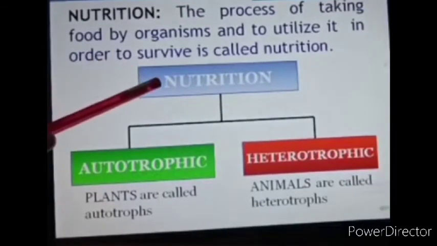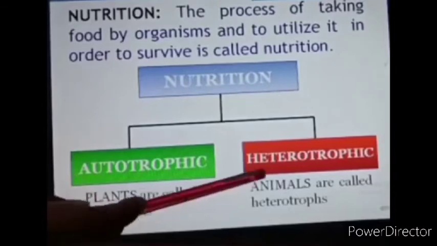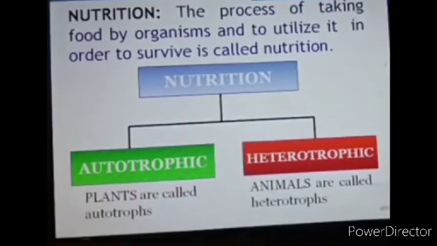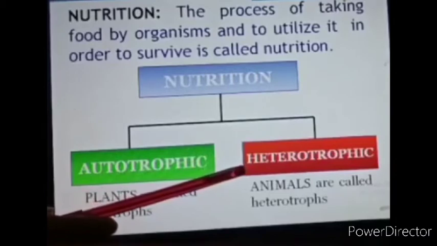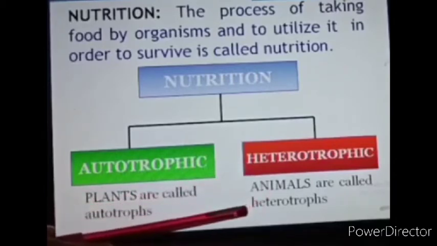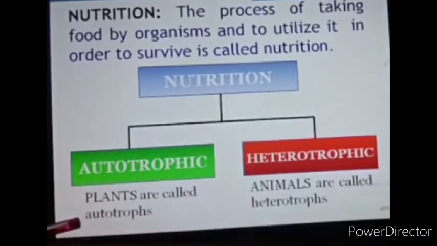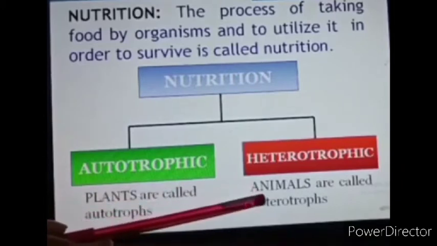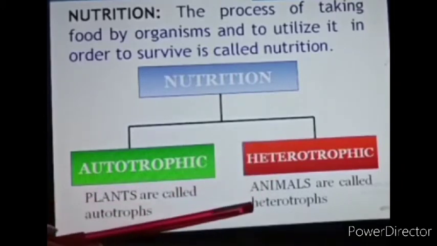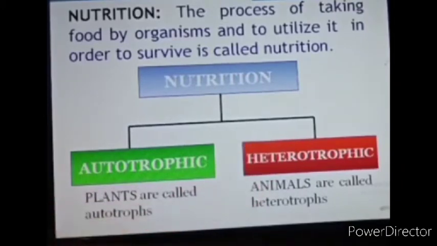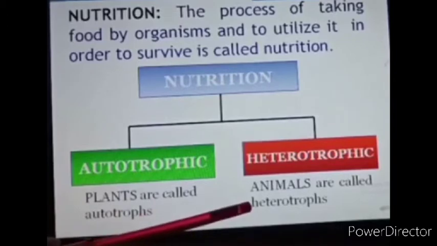Nutrition is of two types: autotrophic nutrition and heterotrophic nutrition. The organisms which follow autotrophic nutrition are known as autotrophs, and the organisms which follow the heterotrophic mode of nutrition are called heterotrophs. For example, plants are called autotrophs and animals are called heterotrophs. So depending upon the mode of nutrition, organisms may be classified into two types: autotrophs and heterotrophs.